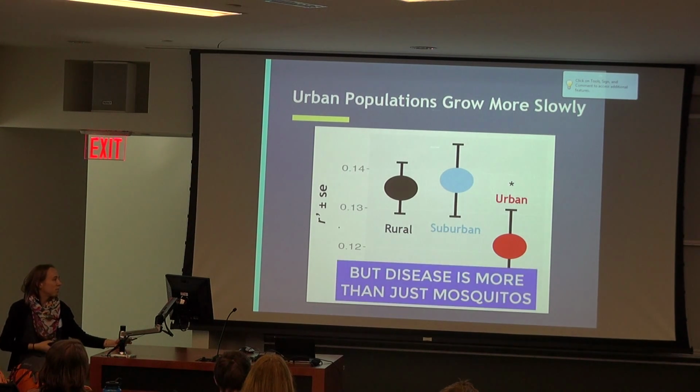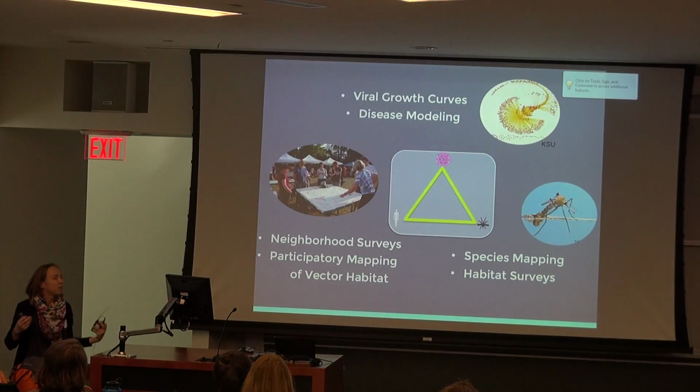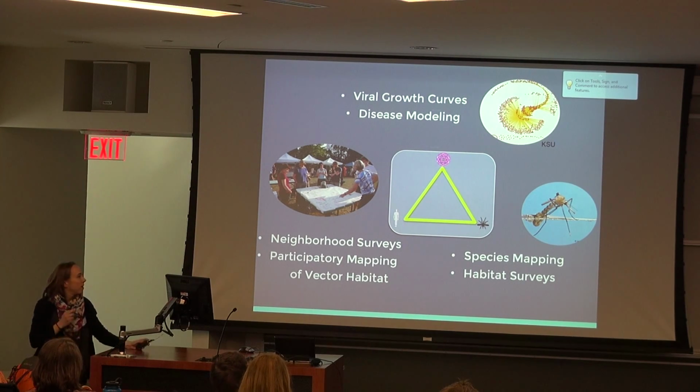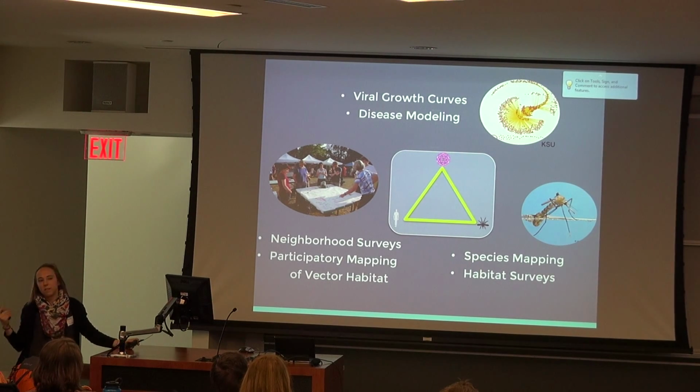But it's important to remember that disease is more than just mosquitoes. A lot of these studies are considering a complex web of things. If we go back to the original simple triangle I showed you, disease depends on the mosquito vector, the pathogen itself, and the host, in this case, humans.